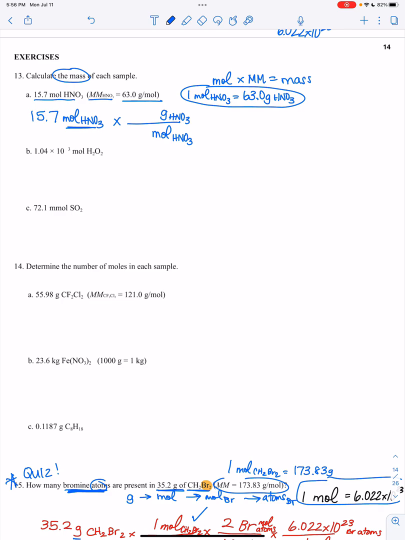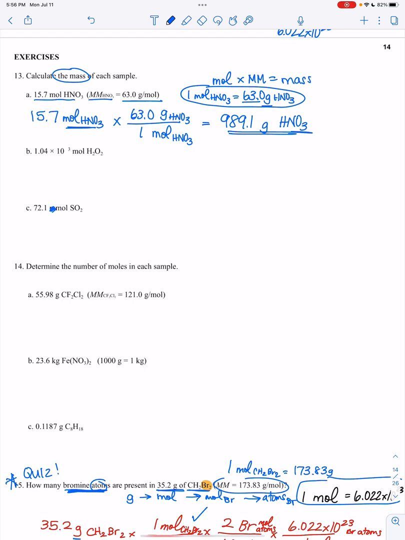And so before my eyes, I see that 63.0 is attached to the grams and the 1 is attached to the moles. And I can end up doing my math here. Now I actually have to have a calculator. So I will do 15.7 times 63, and I get 989.1 grams of HNO3.